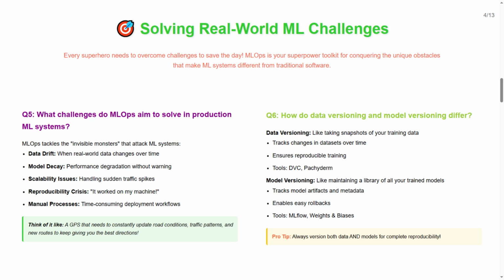Data versioning, like taking snapshots of your training data. Tracks changes in datasets over time. Ensures reproducible training. Tools: DVC, Pachyderm.